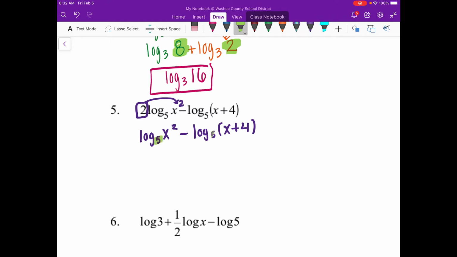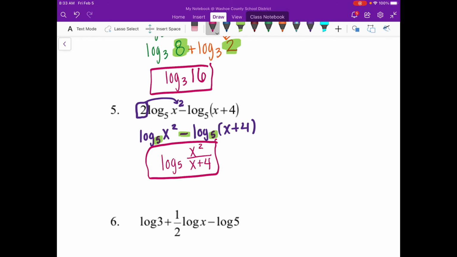Continuing with my problem, I'm checking that they have the same base. They are being subtracted. Subtraction means divide. So I have log base 5 of x squared in the numerator. Just again, the first term goes in the numerator, the second term goes in the denominator. And you are done. That is it. That is how you condense this problem.